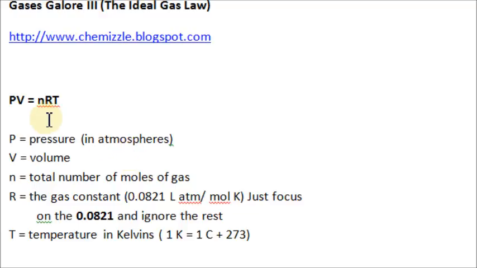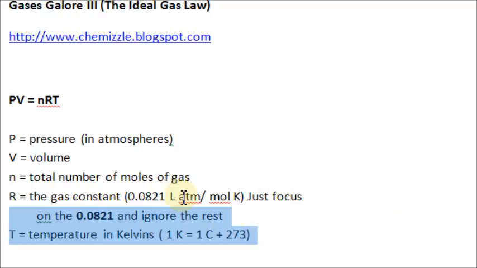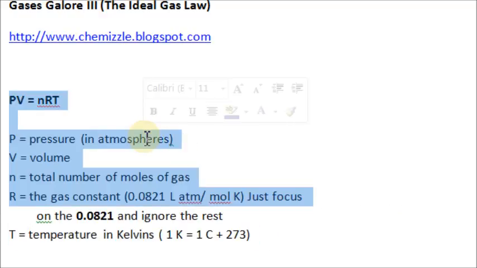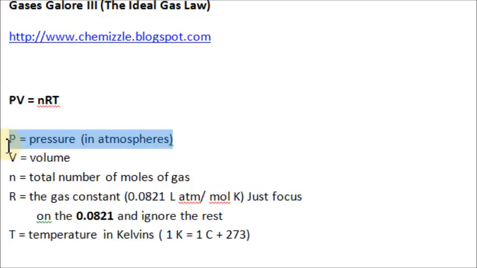Okay, anyway, P equals pressure in atmospheres, V equals volume, n equals total number of moles of gas, R equals the gas constant, which is 0.0821 liters atm per moles Kelvin. Just focus on the 0.0821. That's what you plug in, and it's a constant, so it will never change for any problem. T equals temperature in kelvins. We went over how to convert this in Gases Galore 1.